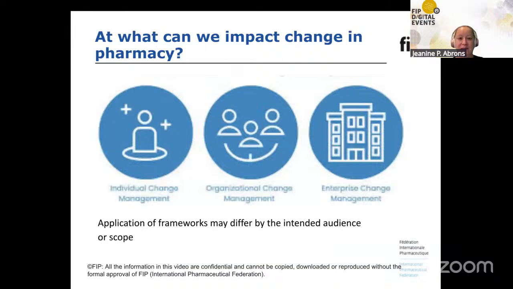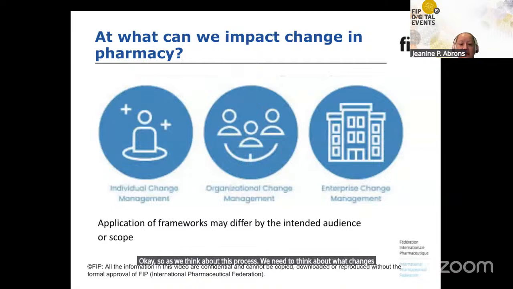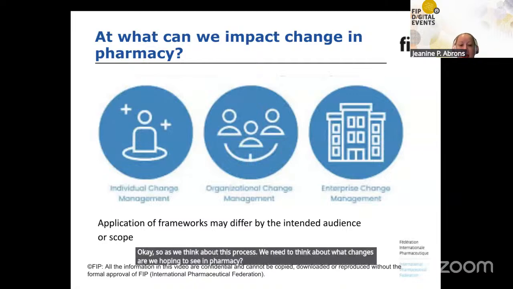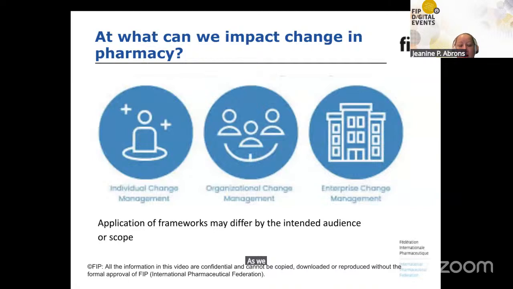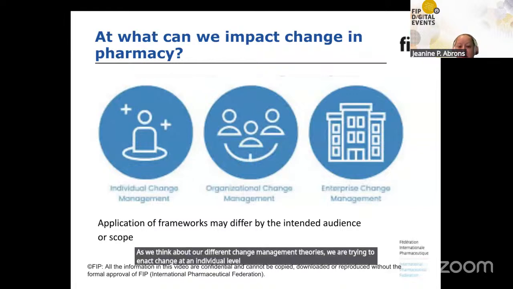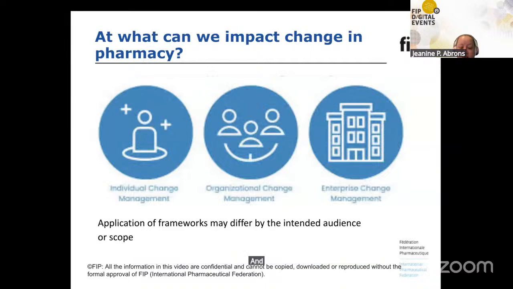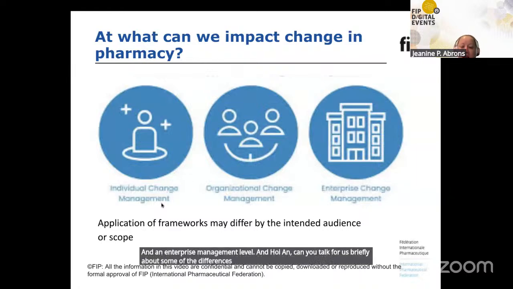Okay, so as we think about this process, we need to think about what changes we are hoping to see in pharmacy. As we think about our different change management theories, we are trying to enact change at an individual level, an organizational level, and an enterprise management level. And Hoyan, can you talk for us briefly about some of the differences that you think are represented in those different settings and those different levels?